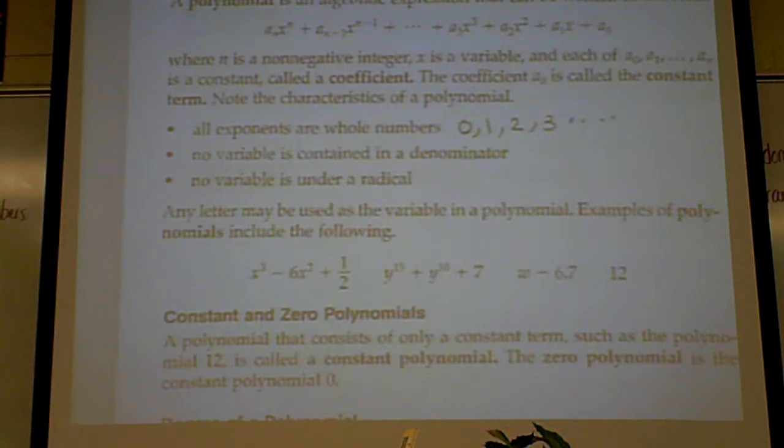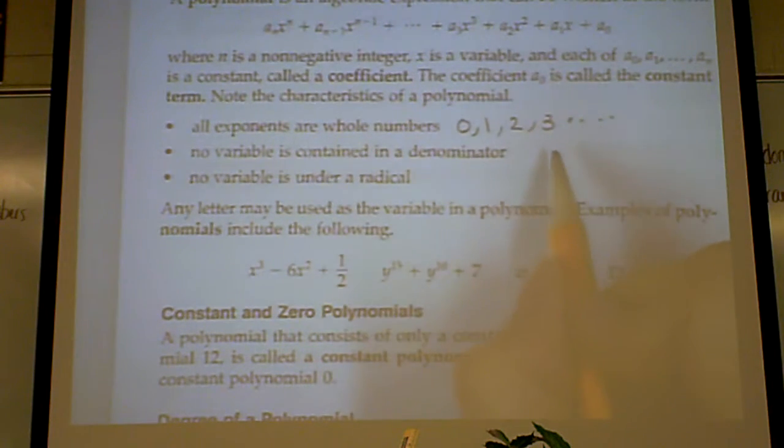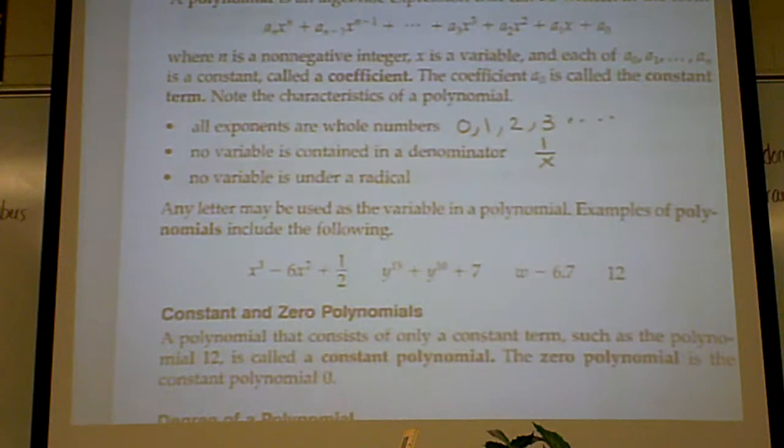What does it mean that no variable is contained in a denominator? So what are variables? Letters, so like your x's. So you can't have 1 over x, right?